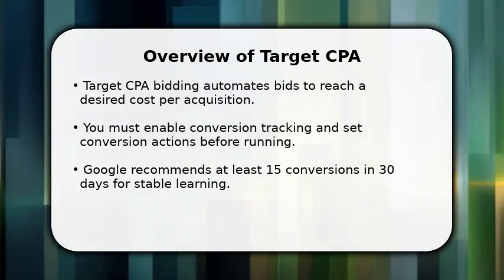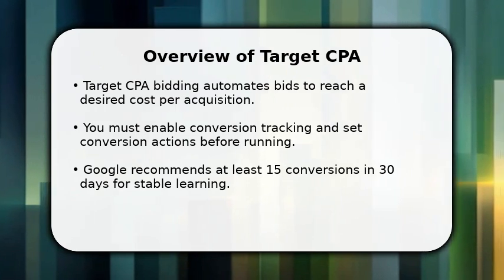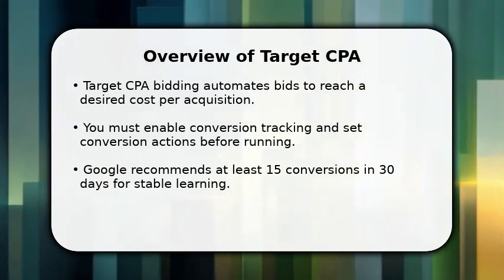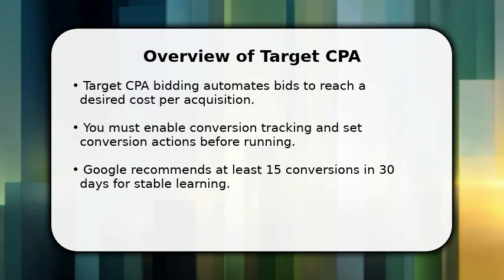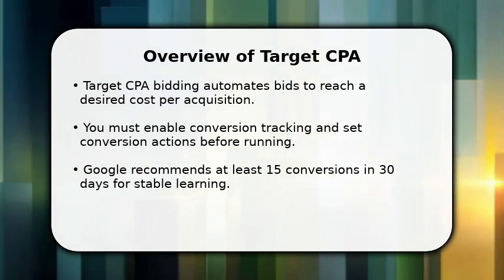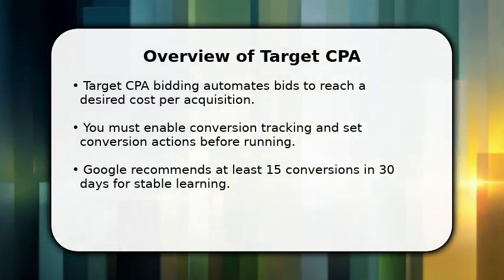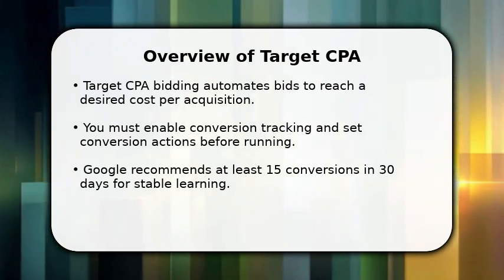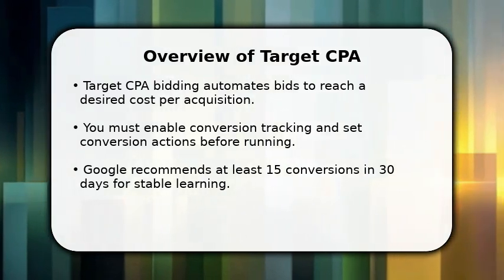Set a realistic target CPA based on past campaign data and margin goals. Google recommends at least 15 conversions in the last 30 days for reliable learning. Expect an initial learning phase of about 7 to 14 days after major changes.